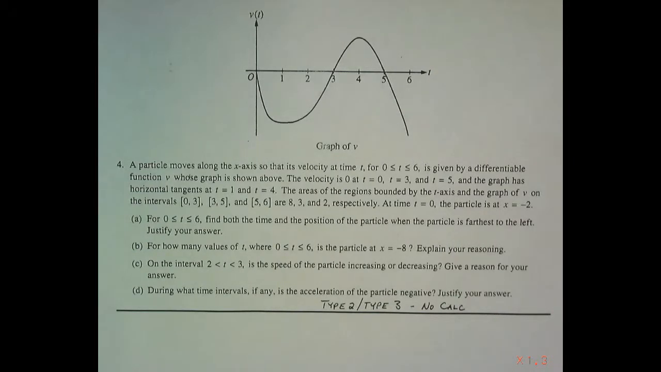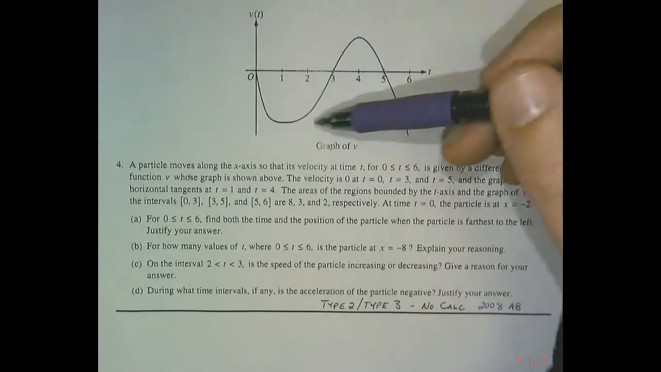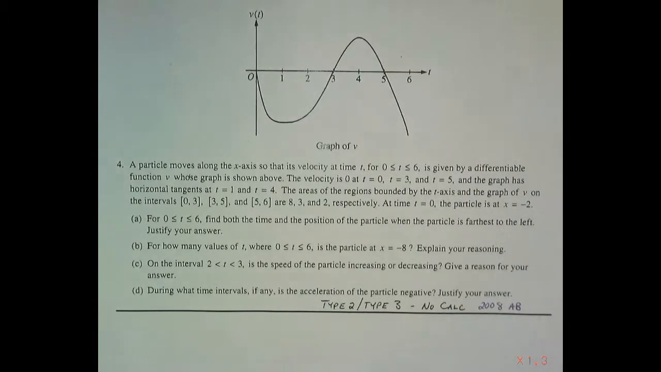Today we will be looking at a question from the 2008 exam. This is the 2008 AB exam. And it is classified as a type 2 particle motion question, because we're asking questions about particles increasing, decreasing, acceleration, as well as I've classified this also as type 3, and type 3 is calculus and interpreting graphs. So we have a graph here that we're going to use to interpret our data. So let's jump into it.